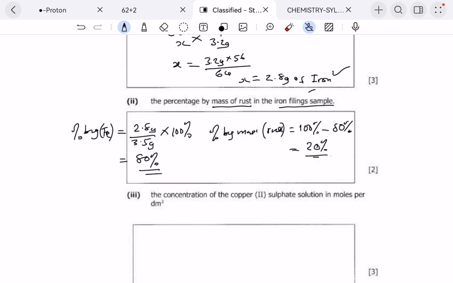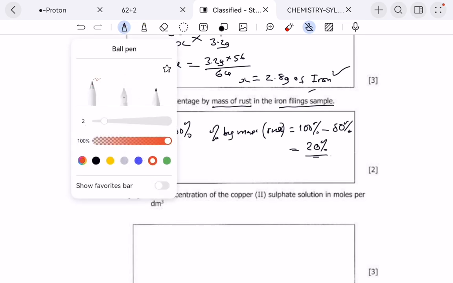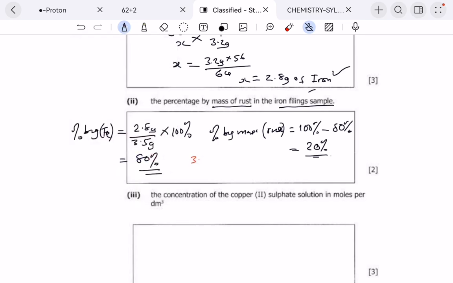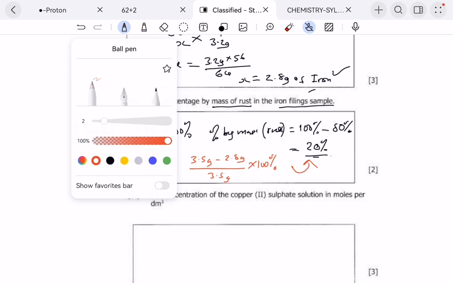The other option is I can take the 3.5 grams, subtract the 2.8 grams, then divide by 3.5 grams times 100%. I'm sure this will still give me that 20%.